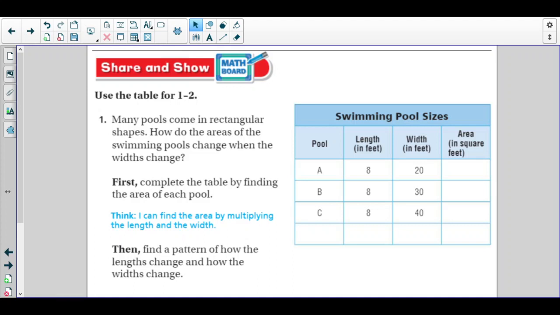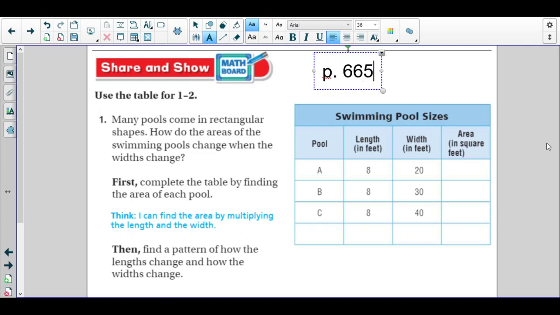All right, let's take a look at the show and share portion at the top of page 665. And we'll see what we can do with that.